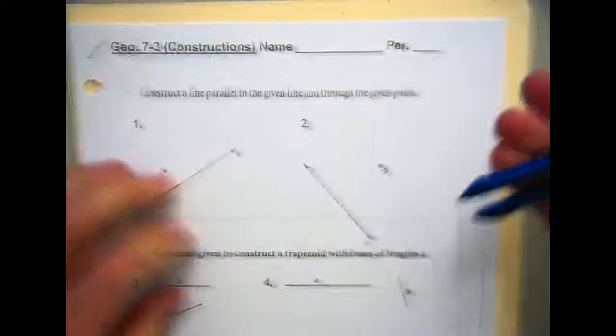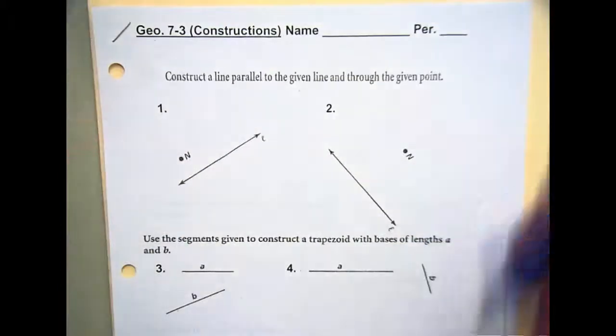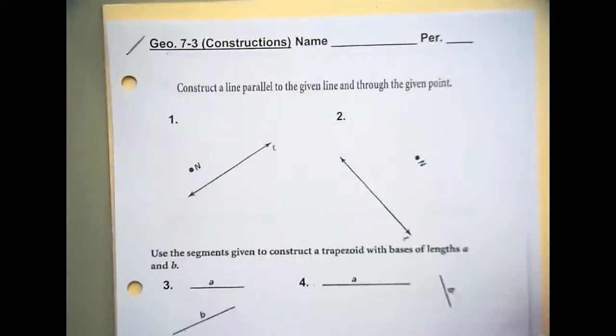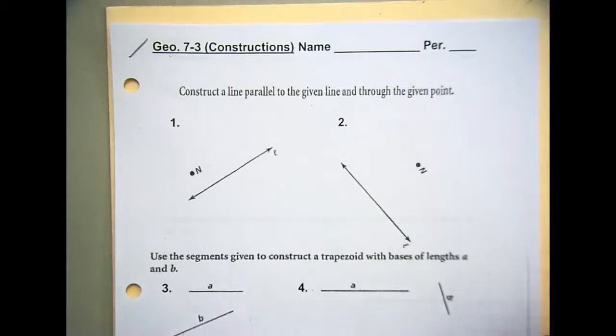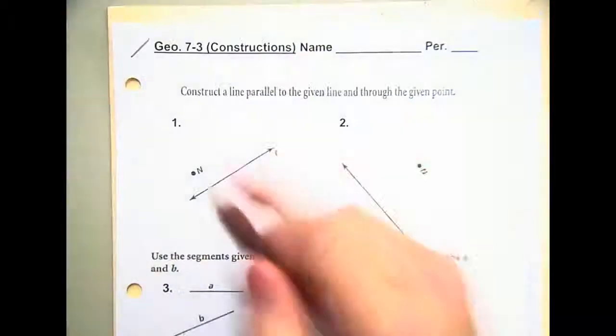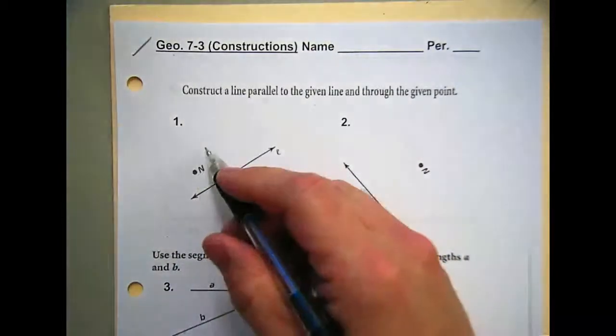I need your attention back up here. I want to be able to go through this at a fairly decent pace so that we can get through a good chunk of it and then give you time to work on the other ones. All right. So number one, a line parallel to the given line and through the given point. So the first thing you need to do, if you're given a point and a line and you want to construct a line parallel to it, you need to take that point, whatever the point is.